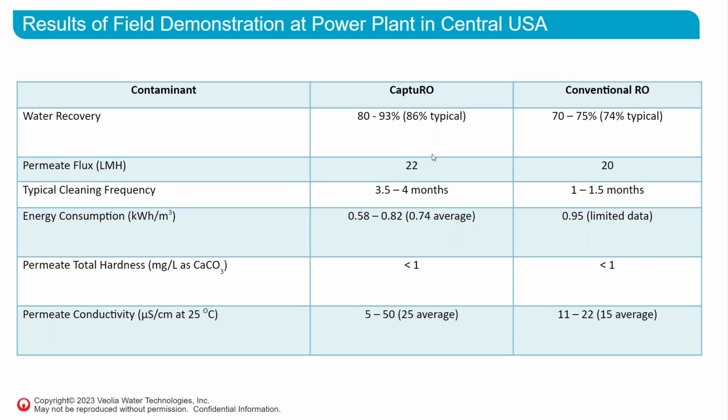This just compares the performance of the Capsuro versus the conventional RO that was there, which I believe was a two-stage RO system. We were able to run anywhere from 80 to 93% recovery. 86% was typical, versus the conventional RO, which was only running in the 70 to 75% range. It had a lot of cleanings. It had to be cleaned every 1 to 1.5 months.